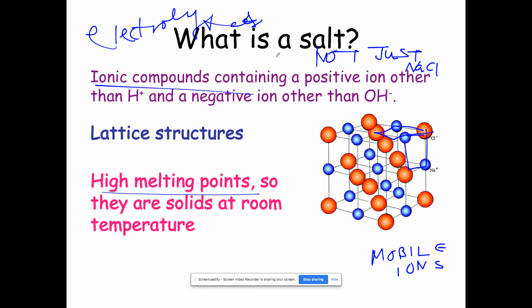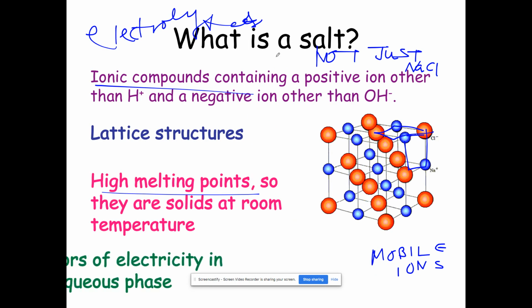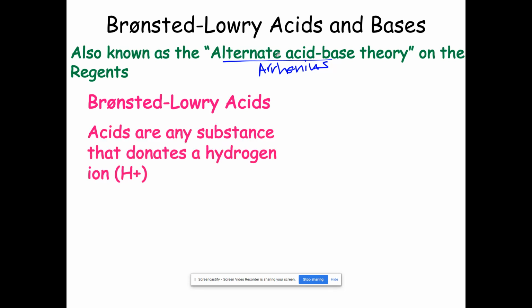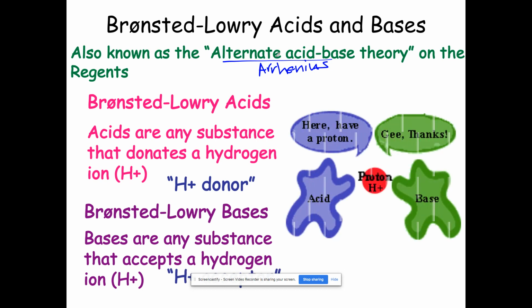Now, if you remember, Arrhenius said acids are anything that gives off H plus, bases are anything that gives off OH minus. It's all about producing in solution. But Bronsted-Lowry said that the acid is anything that's going to donate H plus, hydrogen donors. Bases are going to be anything that accepts, hydrogen acceptors. I don't know why they don't call it receiver. They usually call it acceptors.